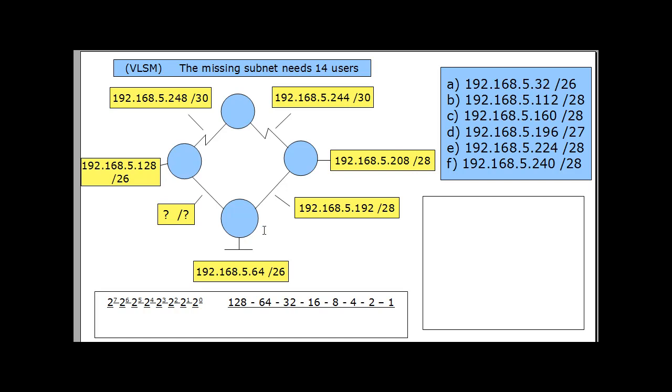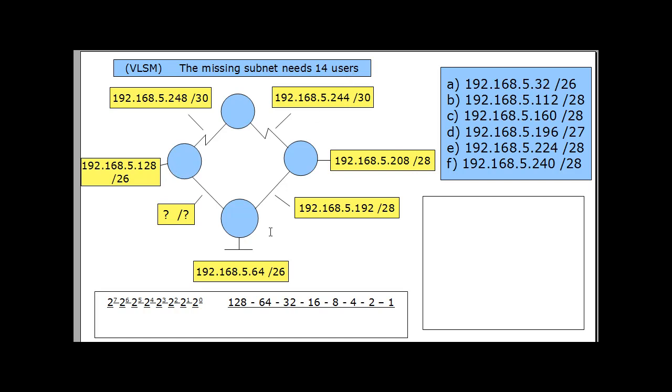So in the question, what we have here is a network diagram, and you've got to look at the network diagram. The question tells you that we need to find the missing subnet right here. You see this one has a question mark. For this missing subnet, we're going to need about 14 users, and we need the subnet size to have the fewest wasted addresses. So it needs to be as close to 14 users as possible.